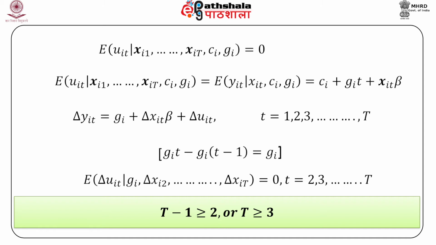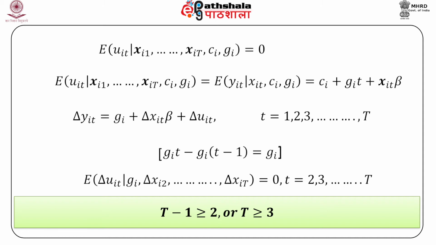Now here we are using the fact that Git minus Gi,t minus 1 is equal to Gi. The key strict exogeneity assumption in this case is that the expected value of delta Uit given Gi, delta Xi2 up to delta Xi capital T is equal to 0 for the values of t from 2 to capital T. Please note here the values of t range from 2 to capital T and not from 1 to capital T. Now this holds under assumption 10.